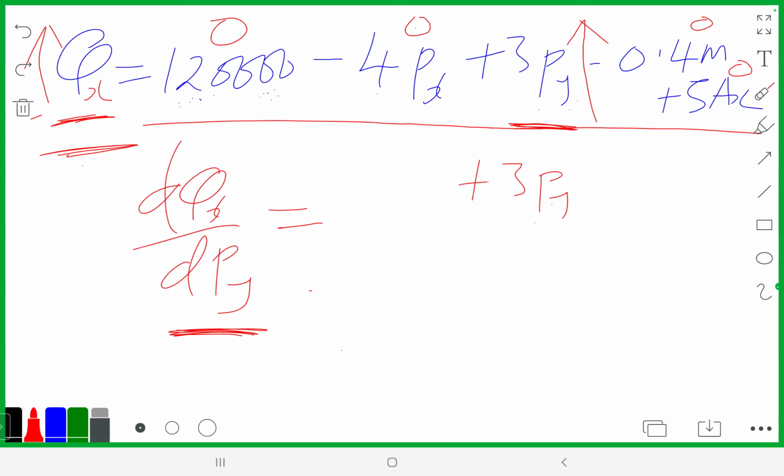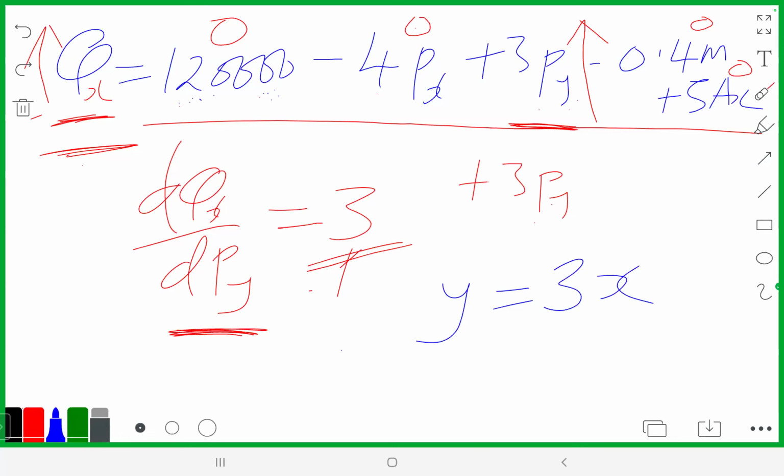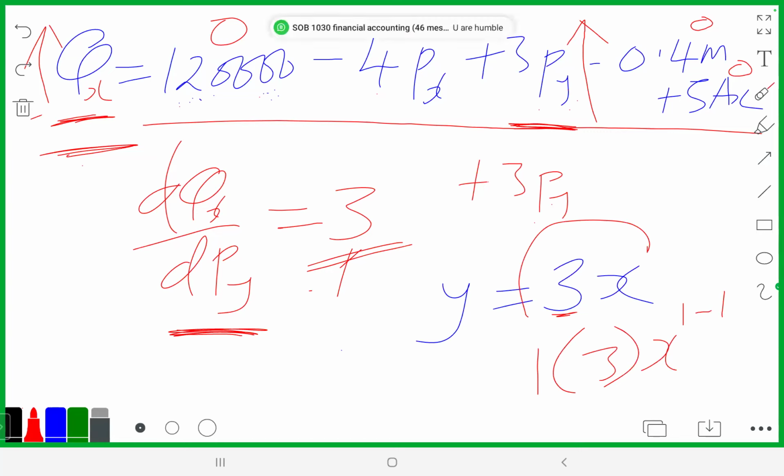It's 3. Yes, it is positive 3, right? How does it become that? Let me give you a simple example of an equation. If you have an equation like 3x, using the power rule of calculus, you say this is raised to the power 1. So you drop the power 1 times this 3, x to the power 1 minus 1. Remember, the power reduces by 1. So 1 minus 1 gives you 0. So you have 1 times 3x to the power 0, right?